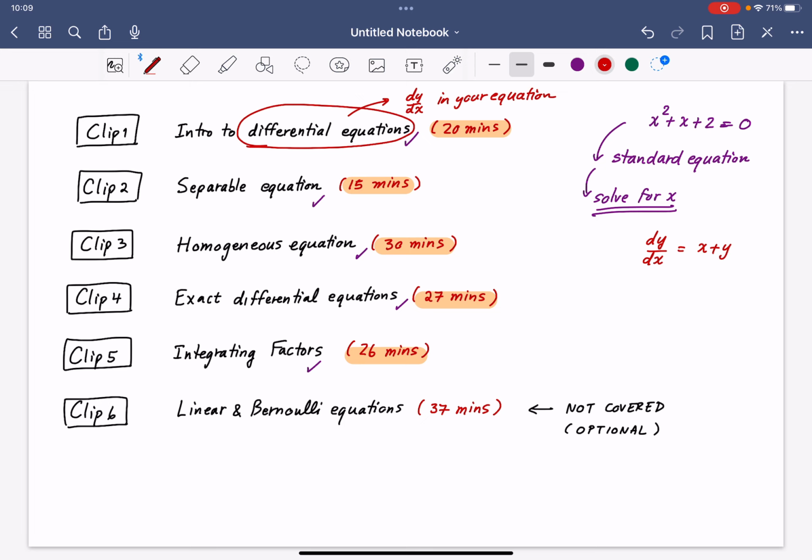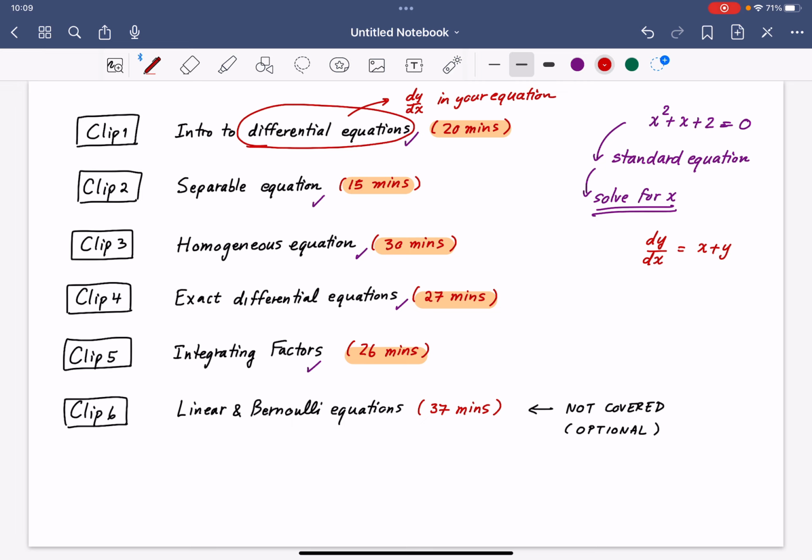So the first technique is going to be separable equations, which we are going to do in a few minutes. First of all, you have to understand that the solution for the differential equation is going to be a function. So when you solve it, it's going to give you a function.